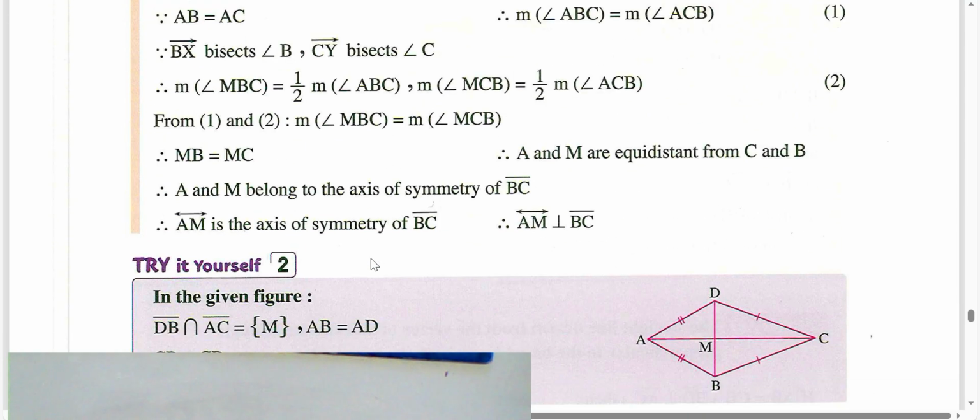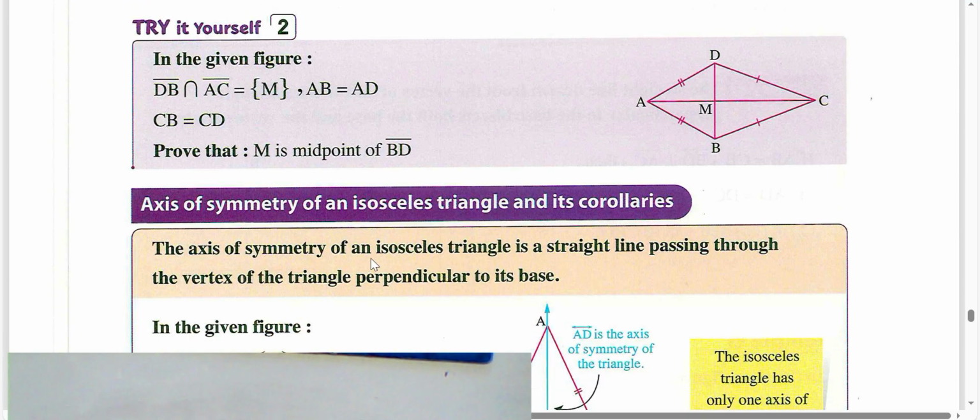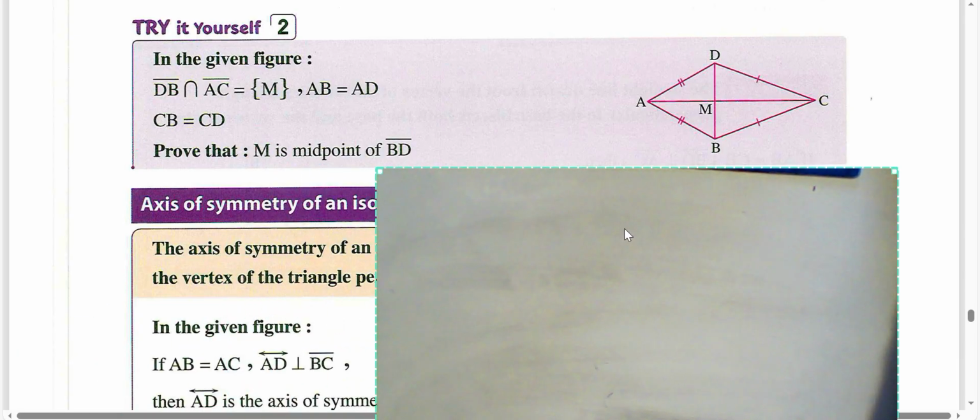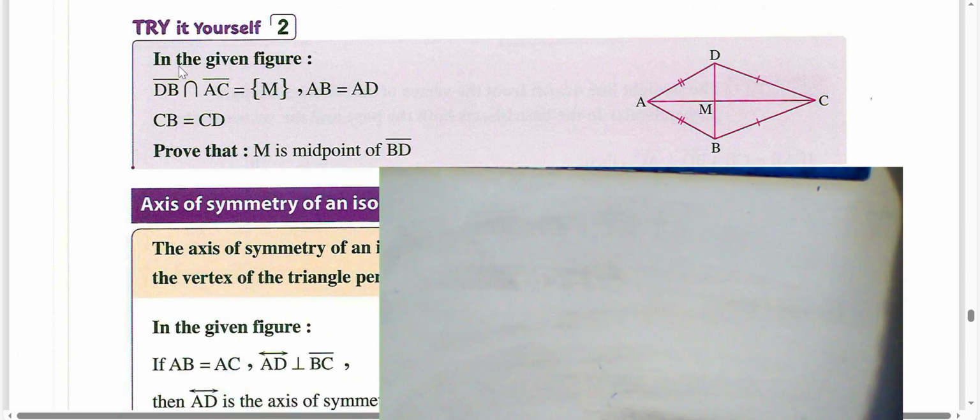Look at the next question. Try it yourself. Number 2. Look here. In the given figure, DB intersects EC at the point M. We have AD equal to AB, CB equal to CD, EB equal to ED. Prove that M is the midpoint of BD.